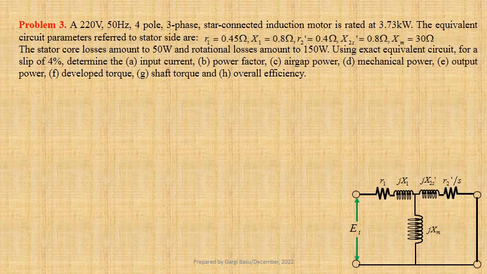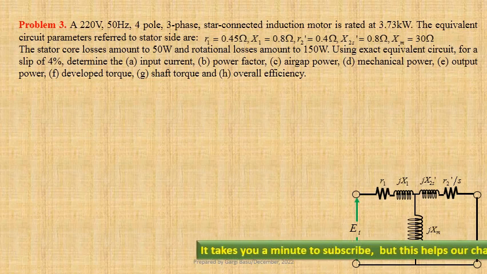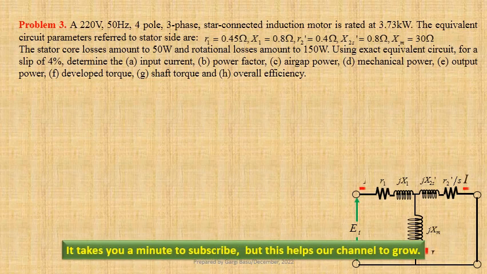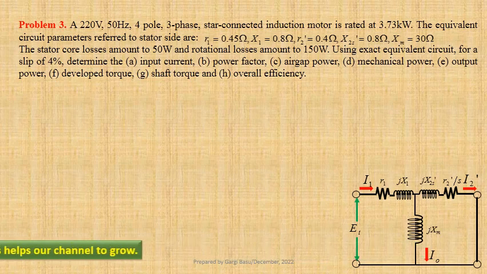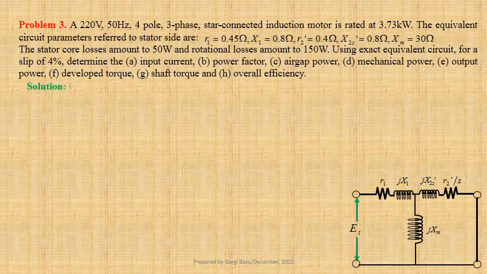Using exact equivalent circuit for a slip of 4%, we have to determine the input current, power factor, air gap power, mechanical power, output power, developed torque, shaft torque, and overall efficiency. Let us first write down the given data.